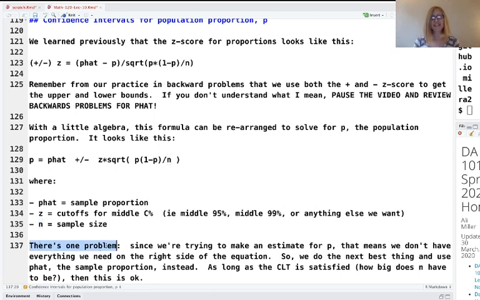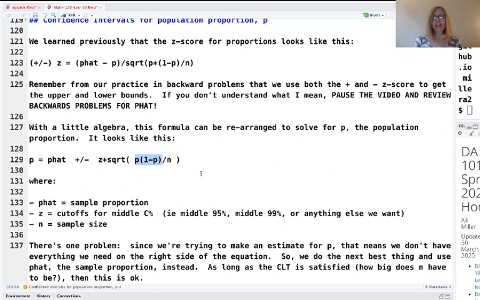Don't be afraid to pause. Because of that, there's something in the formula that we don't know. Here, this stuff that I'm highlighting right now, we don't know what p is. We're trying to figure that out in the first place. So crap, what are we going to do?